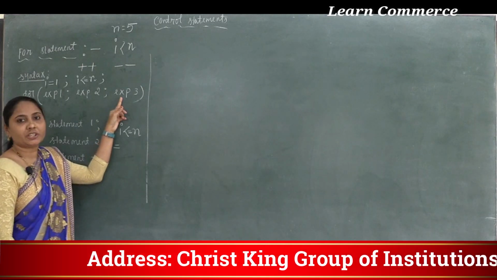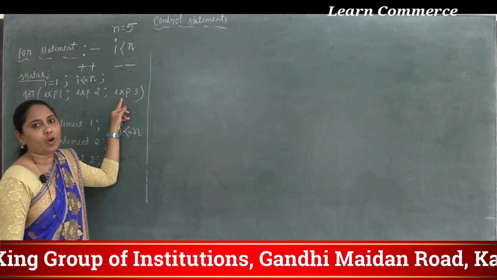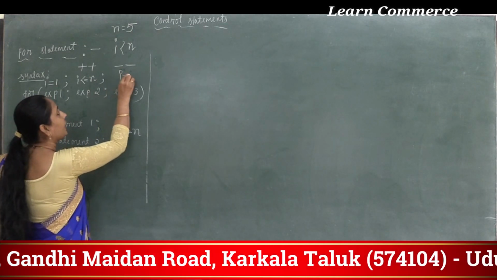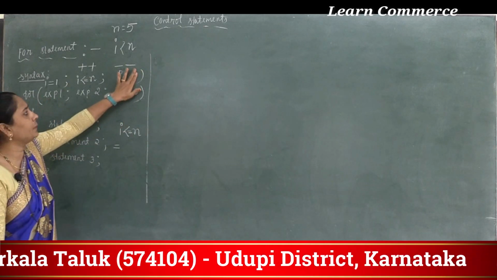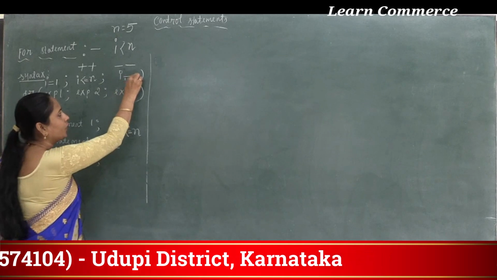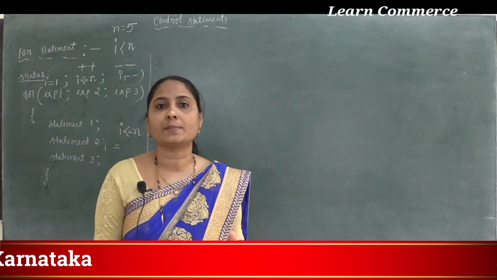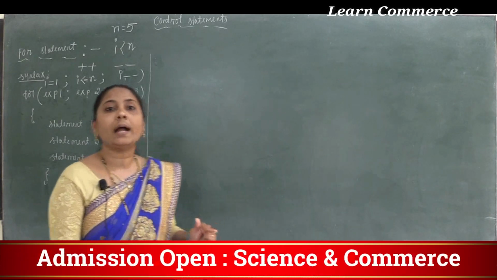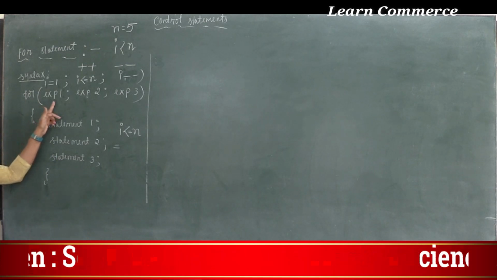And expression 3 represents the increment expression, or maybe the decrement expression. So here we can say i plus plus. Sometimes we use i plus plus, or sometimes based on the program we use i minus minus. If you are using i plus plus, that is called the increment expression. If you are using i minus minus, it is called the decrement expression. So clear this point here.